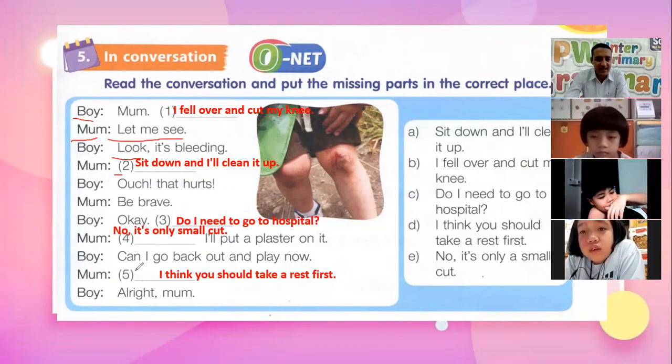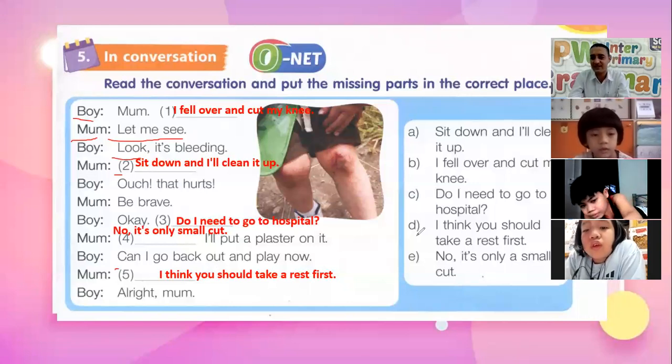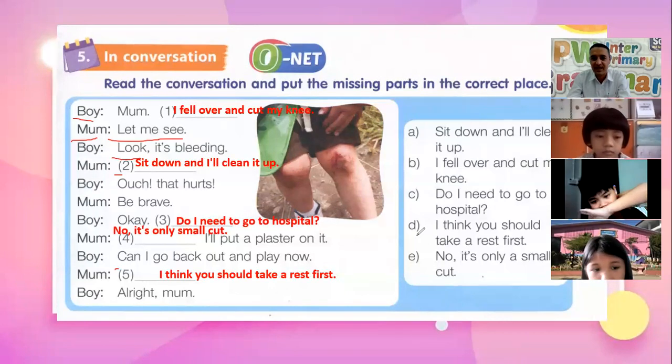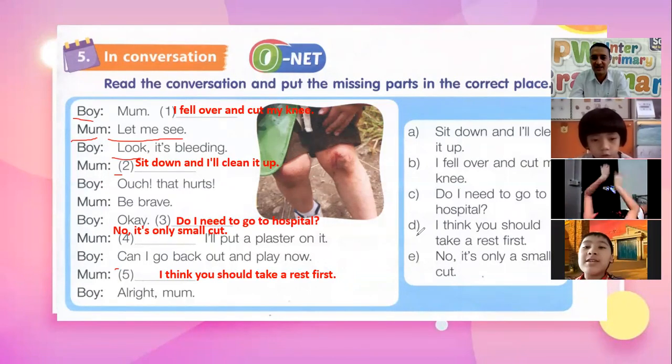Can I go back out and play now? I think you should take a rest first.